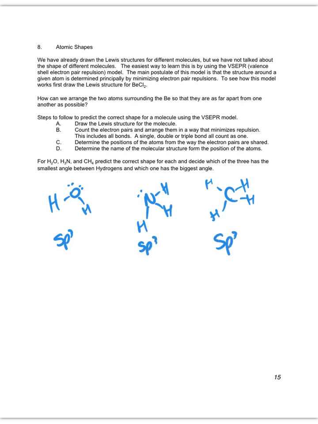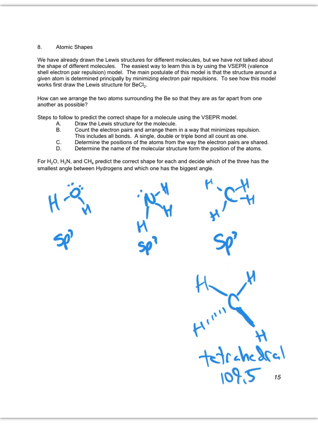So then what can we say about carbon? 4 bonds. What shape is it? We know it's tetrahedral, where we have the tetrahedral shape with 2 of them in the plane, 2 out of the plane. The bond angle, as we said in class, is 109.5 for it.